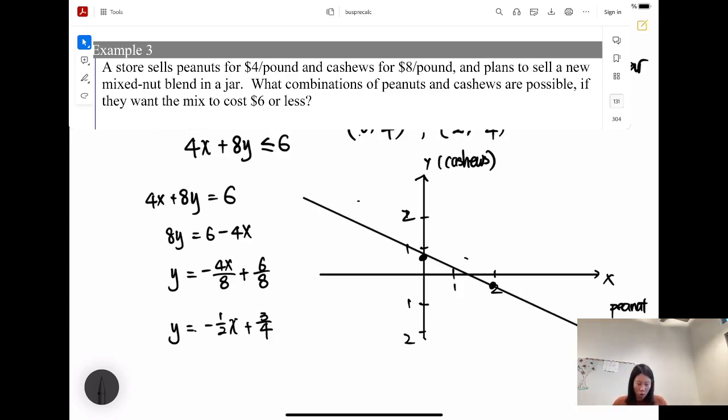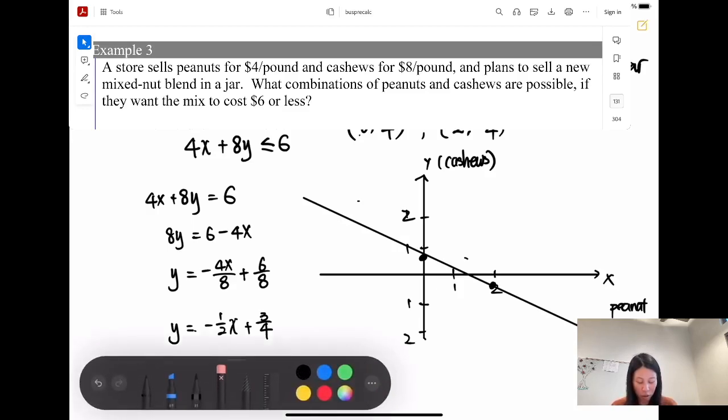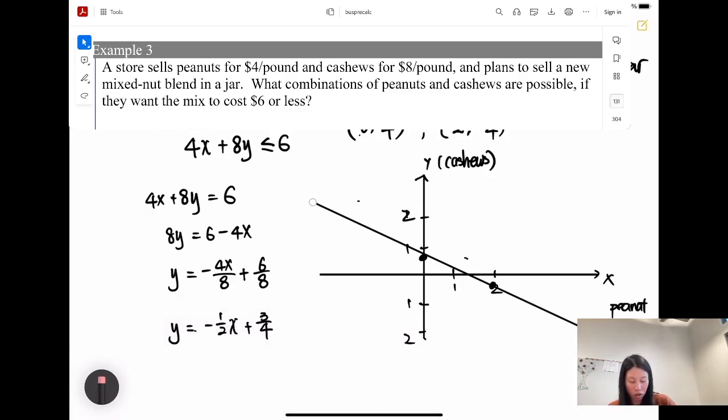Okay, so first of all, this is a real world problem. Remember that this is a real world problem. So for common sense, does it make sense we put negative pounds of cashews and negative pounds of peanuts in the jar? No, right? So that means when we're choosing the range, we need to be careful. It should be from 0 to, everything has to be positive.